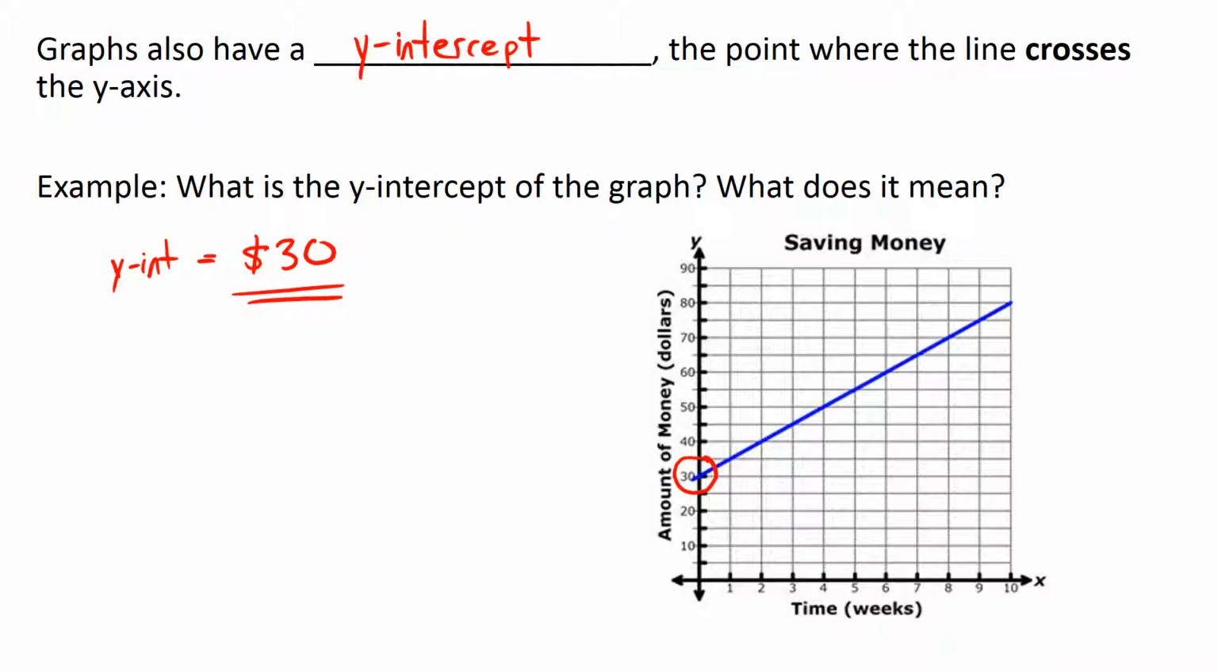What does it mean? Well, it's telling us the amount of money at 0 weeks. So this is the amount of money that has been saved to begin with. The amount of savings that you're beginning with before you start saving week after week. So amount of savings at the beginning.